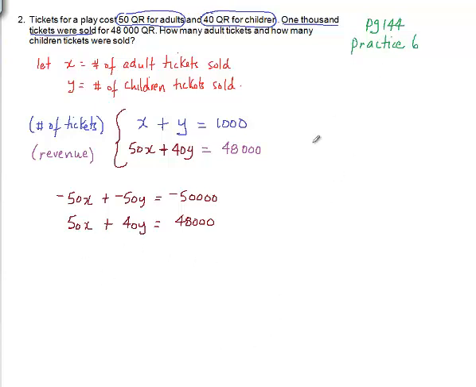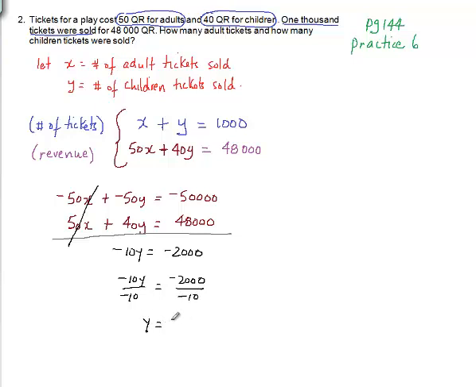And now we're going to add those two equations. Okay, so I'm going to add these two equations. And let's see what I get. The x's cancel, and I get negative 10y equals, looks like negative 2,000. Dividing each side now by negative 10 to finish solving for y. And I get an answer of 200. So it looks like 200, y represents children, so it looks like 200 children's tickets were sold.